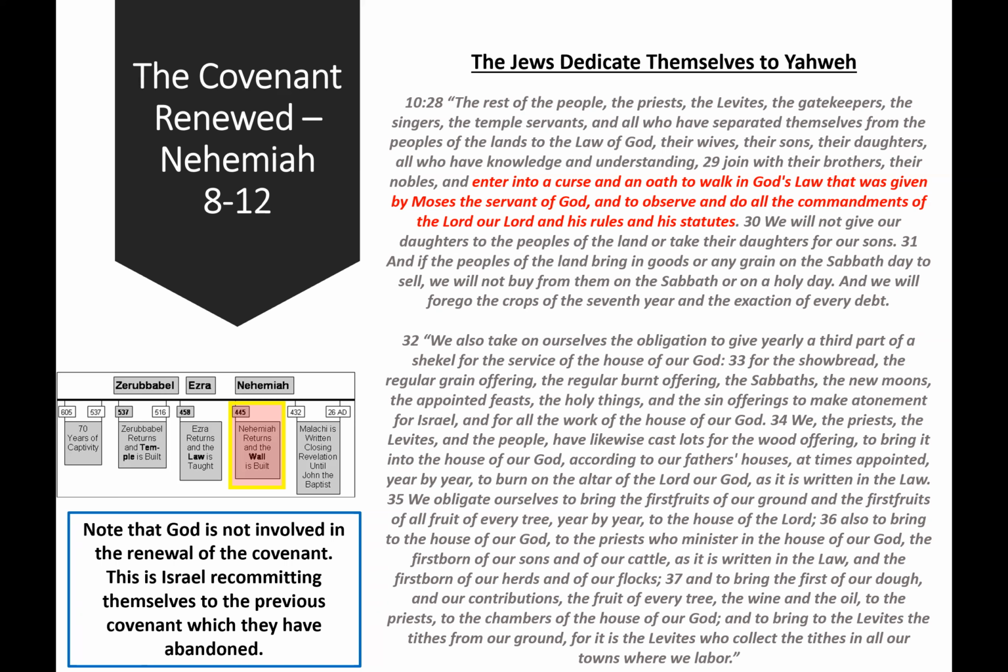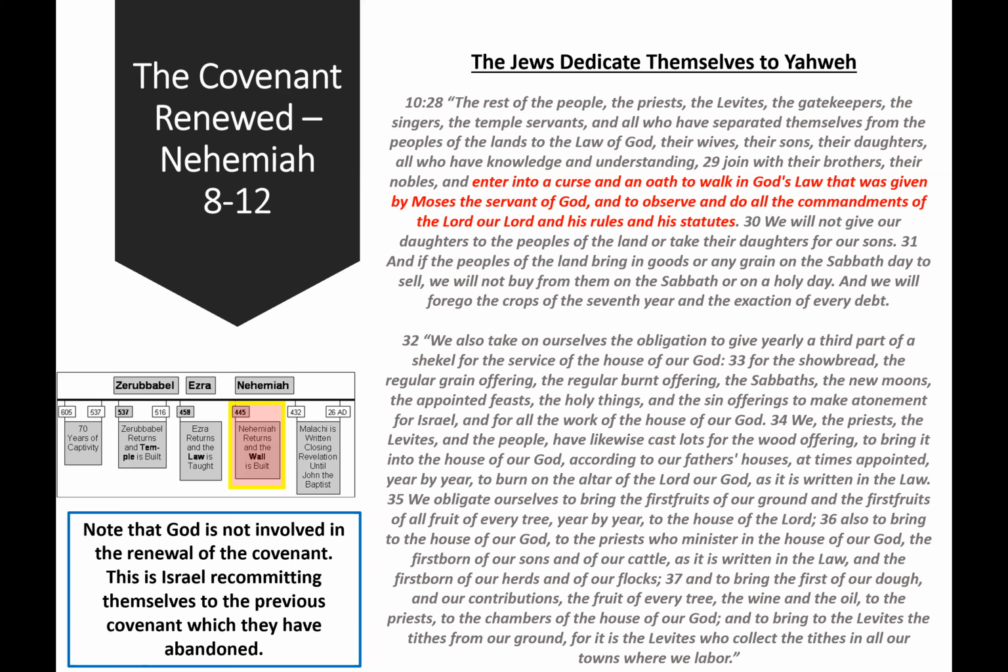We obligate ourselves to bring the first fruits of our ground and the first fruits of all fruit of every tree year by year to the house of the Lord. Also to bring to the house of our God, to the priests who minister in the house of our God, the firstborn of our sons and of our cattle, as it is written in the law, and the firstborn of our herds and of our flocks, and to bring the first of our dough and our contributions, the fruit of every tree, the wine and oil, to the priests, to the chambers of the house of our God, and to bring the Levites the tithes from our ground, for it is the Levites who collect the tithes in all our towns where we labor.